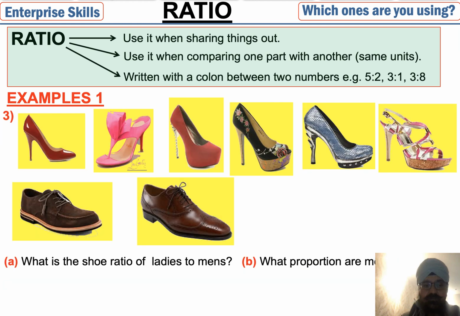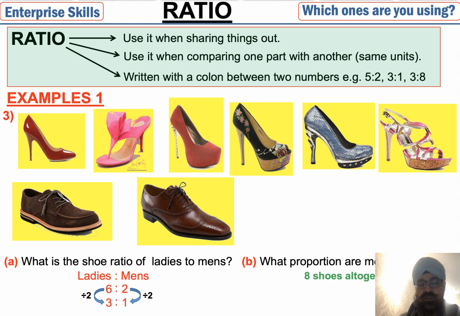Right, some ladies' shoes and some men's shoes. What's the shoe ratio of ladies to men? You count how many ladies' shoes you have: 6 shoes, and men's you have 2. So for the ratio, you can divide this by 2 to simplify.